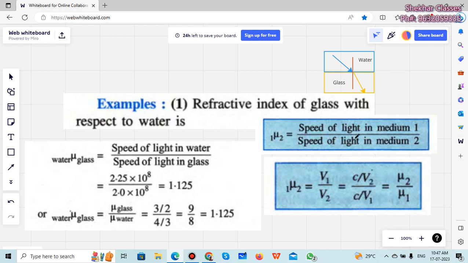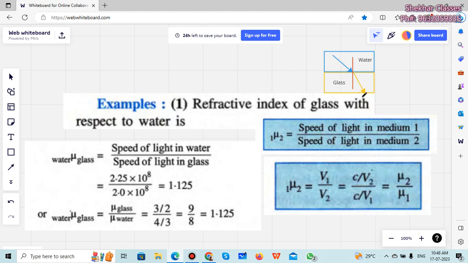Say we have two media: medium one is water and medium two is glass. So in this case, the speed of light in the first medium, which is water, upon the speed of light in the second medium, which is glass. Sorry, I told you wrong earlier. That is the refractive index when the light moves from water to glass.